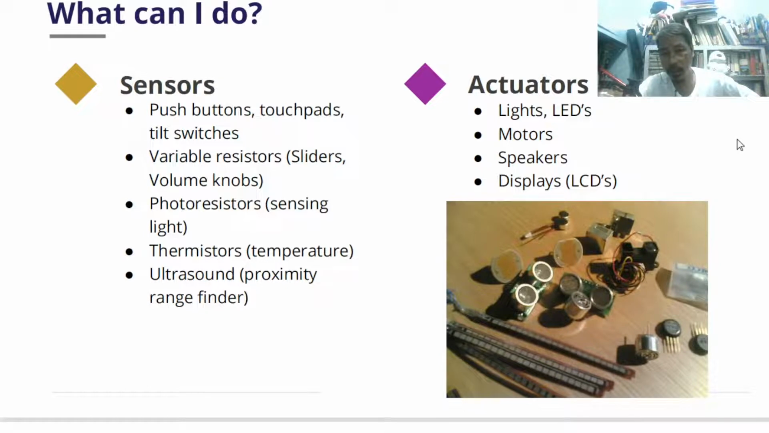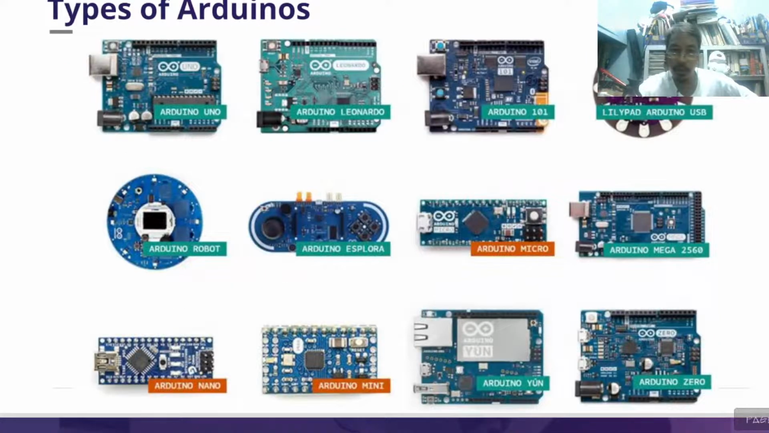What are examples of actuators? Arduinos could control light, LEDs, motors, speakers, displays, okay? And so on. So there are so many things that we can do with it. There are several types of Arduino, just like what I'm talking about. So Arduino Uno is the basic form of the microcontroller.